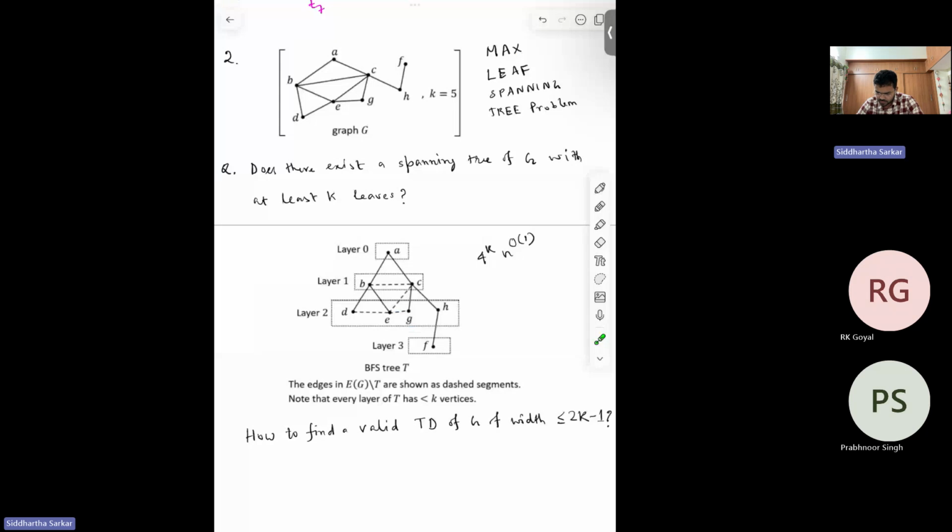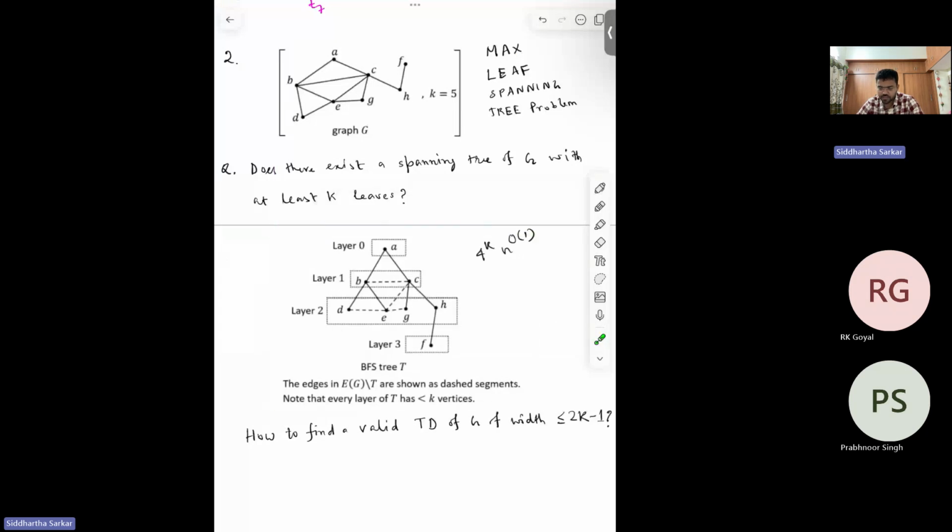So observe that if you look at two consecutive layers in the BFS tree, let us look at layer 0 and layer 1. Then there could be edges between the vertices of layer 1 and layer 0, and there could be edges among the vertices of a given layer also. But can there exist an edge in the graph between layer 0 and layer 2?